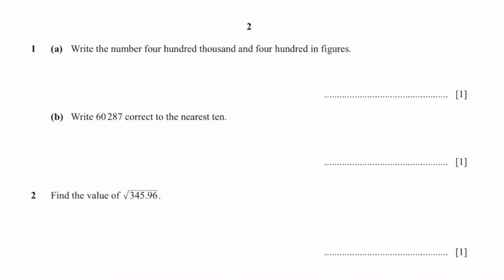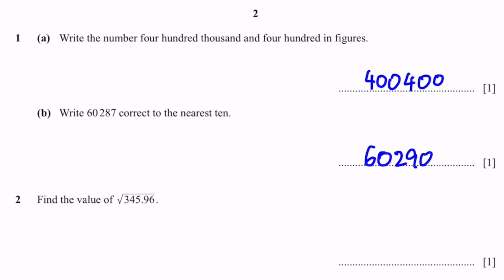So let's start. Question 1. A. Write the number 400,000 and 400 in figures. So it's 400,000, 400, 400,400. That's the answer. B. Write 60,287 correct to the nearest 10. 7 is greater than 5, so we add 1 to 8. So 60,290.